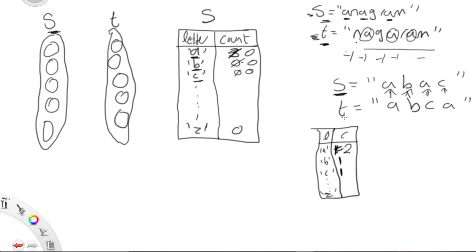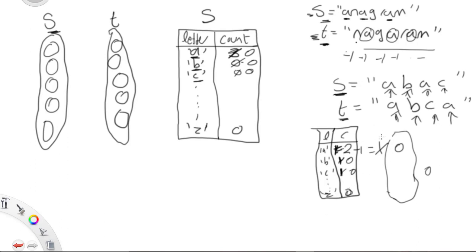Now I go for T, and I say, A, so minus 1. 2 minus 1 is 1. Then B, minus 1, 0. C, minus 1 is 0. And A, minus 1, which is 1 minus 1, is 0. So we'll see that the whole table is actually 0. It starts with 0, and of course all the other letters are initialized to 0.